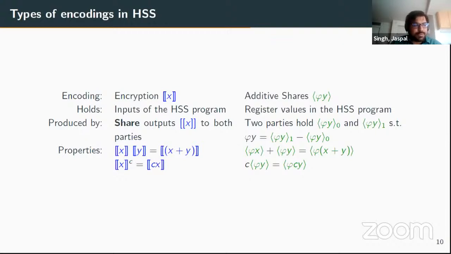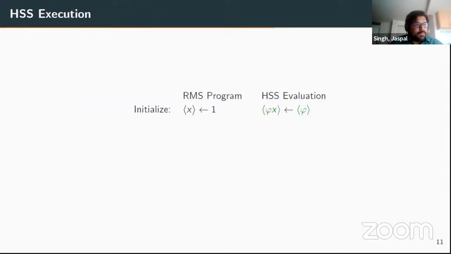Both are additively homomorphic schemes, hence given encodings of X and Y, we can generate encodings of X plus Y and a constant times X. We will now look at how an HSS scheme evaluates each RMS operation given the encodings that we defined. To initialize a memory value with 1, the servers can use additive shares of phi, which will be given to them as outputs of share. To output a value X, the decode function can subtract the additive shares of phi times X and divide it by the private key phi.